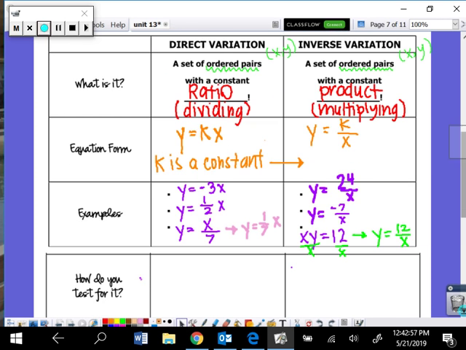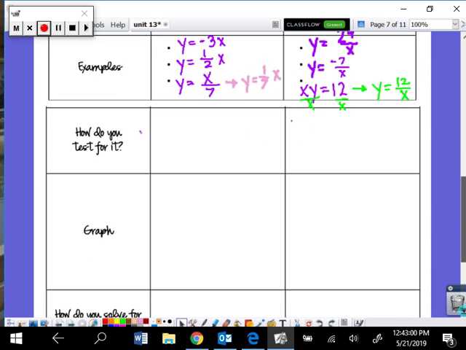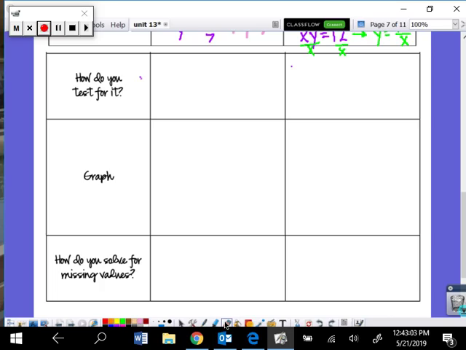So we've got definitions, the equations, some examples, and now how to test for it. So how to test for it, this is really when we're using the definitions of those words. Okay, so how to test for direct variation, you're going to take your ordered pairs and you're going to divide every single y by their x. Okay, so you want to check your ordered pairs. Y divided by x, and this is what k equals. So this is our constant. And you're going to check y divided by x, sorry, for all ordered pairs.